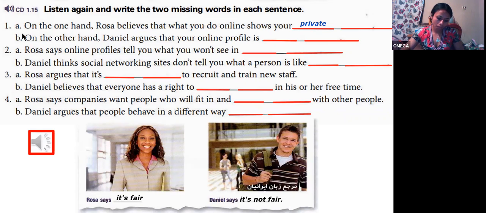Page 17. 3. Listening and speaking. But is it fair? C. Listen again and write the 2 missing words in each sentence. Employers basically want people who will fit in. After all, what you do online shows your true personality. But your online profile is private information. So you think it's private? On the contrary, if I can see your profile by looking online, it's not private, it's public. It tells me things that I won't see in an interview. Yes, but what you see on social networking sites is not the whole person. Social networking sites don't tell you what people are like at work.